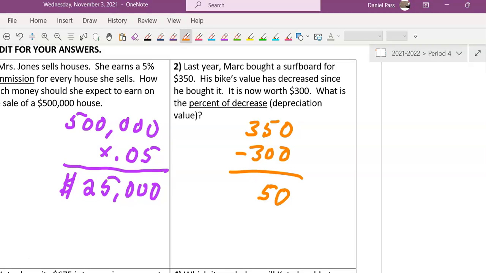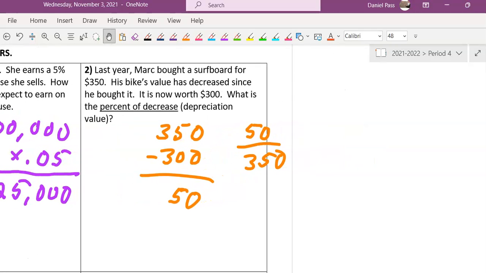I took the 50 and the 350 and turned it into a fraction, and I divided them. Right. So we turn it into a fraction and divide. I love that. Very good. So what do we get?